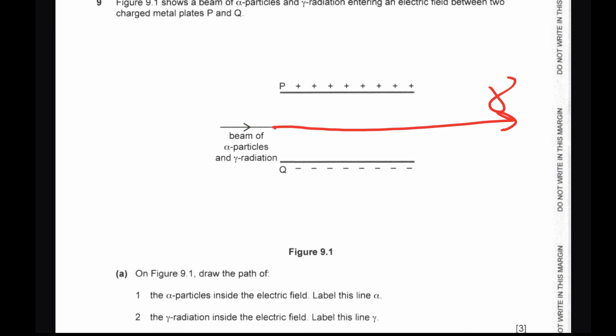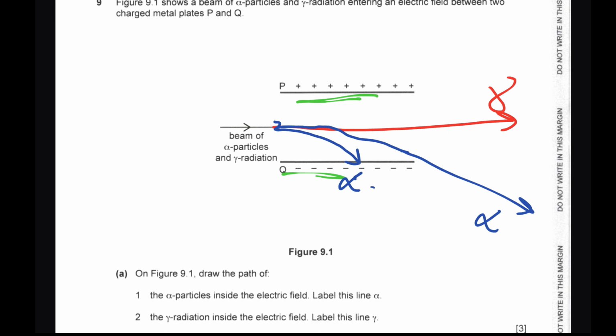And then let's draw alpha. Alpha will be repelled by the positive plate and it's going to be attracted by the negative plate. So the path will be basically like this. So you can make it hit the negative plate, or you can also make it curve and then leave in a straight line. Both are going to be assumed to be correct. So this can be alpha or this can be alpha.